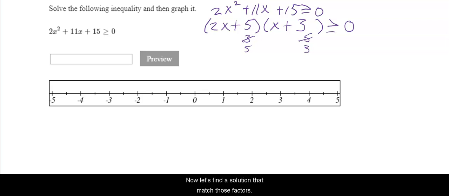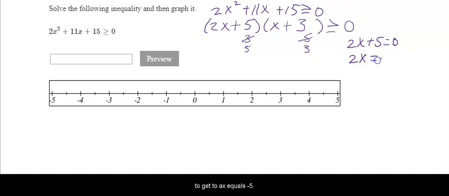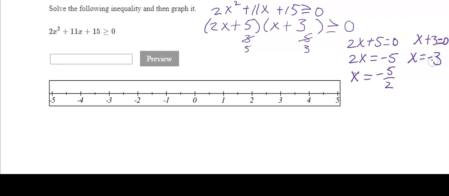Now let's find the solutions that match those factors. 2x plus 5 equal to 0, I would move the 5 to the other side to get 2x equals negative 5, or x equals negative 5 over 2. The other factor, x plus 3 equal to 0, would give me the solution of negative 3. Now I'm going to take these and put them into their table.